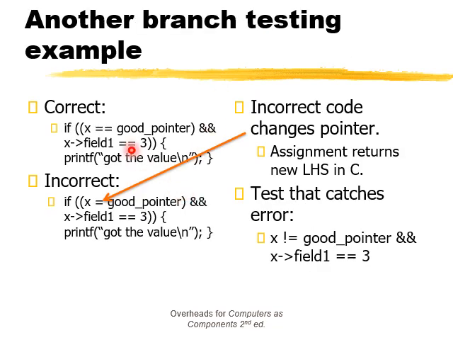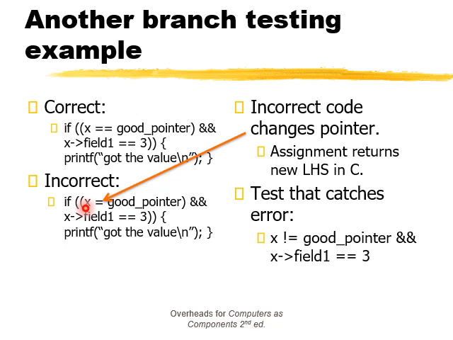Here we have another example of branch testing with the correct code and with the incorrect code. In the correct code we are doing the comparison, the testing, whereas in the incorrect code we have done an assignment. So in C, this statement will execute and the good pointer value will be stored in X. However, this is incorrect. The incorrect code changes the pointer. Assignment returns the new left hand side in C. So this side will be new.